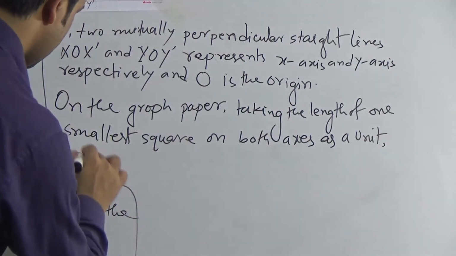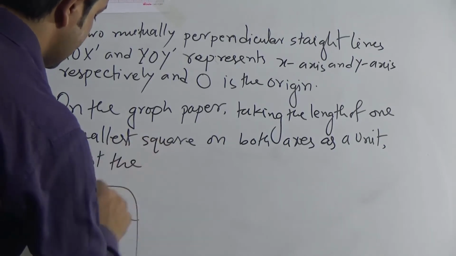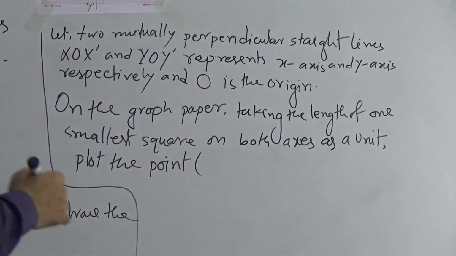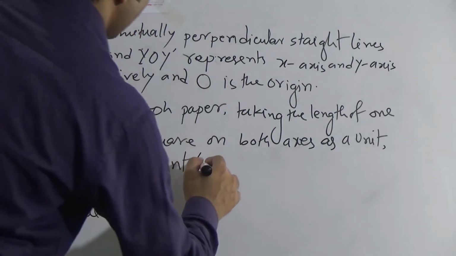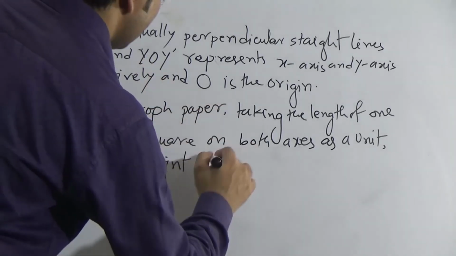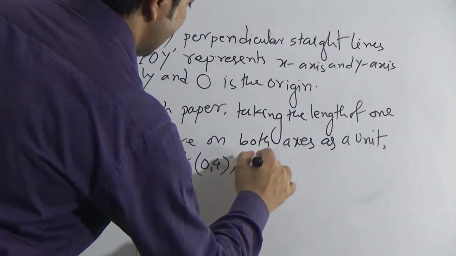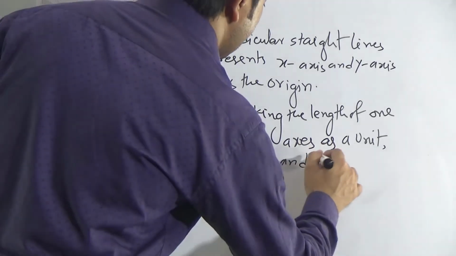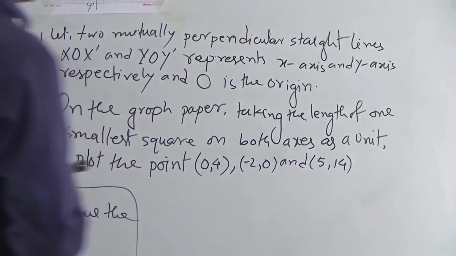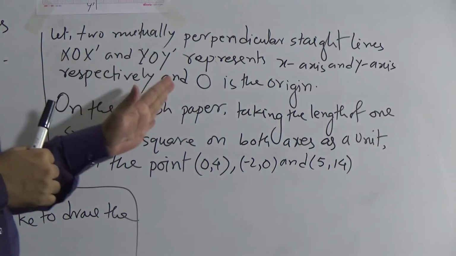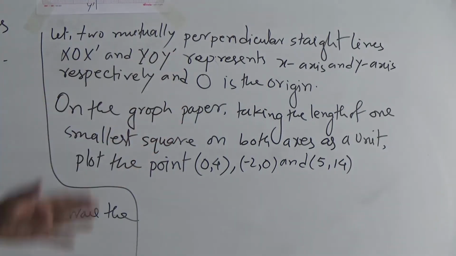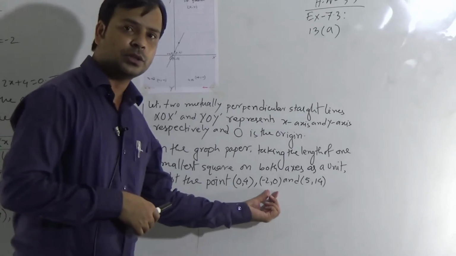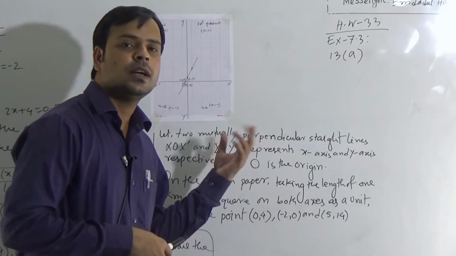Plot the points. Which are the points here? We have drawn the points 0, 4; minus 2, 0; and 5, 14. I have taken these 3 points. You can take any 3 points. Dear students, remember that you must consider the point which is the solution. Except this point, you can take any point.